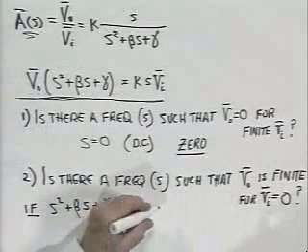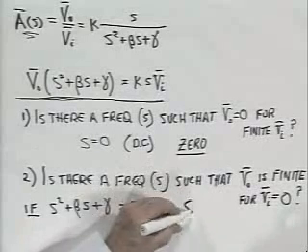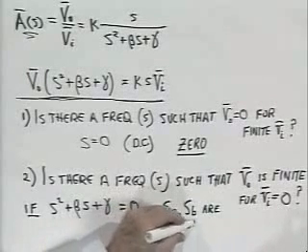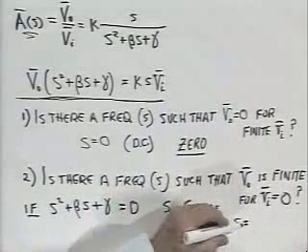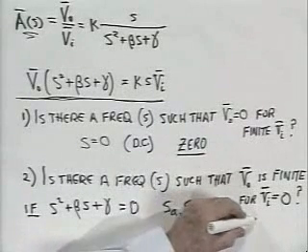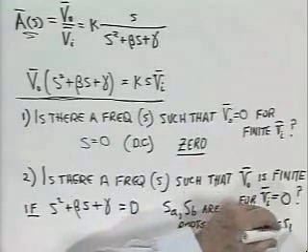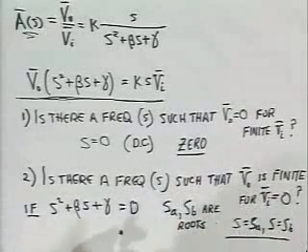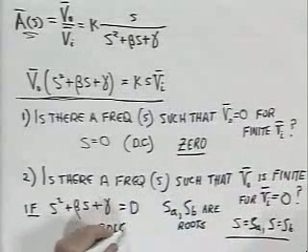Such frequencies, and because this is a quadratic, there are two such frequencies, two such roots, I'll call them S sub A and S sub B, are the roots of the quadratic. And so for S equal to S sub A, or S equal to S sub B, the quadratic vanishes, and we can have a finite V0 in spite of no input. Such frequencies are called, in the nomenclature of the trade, poles.